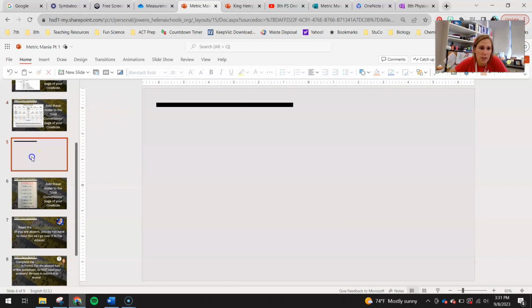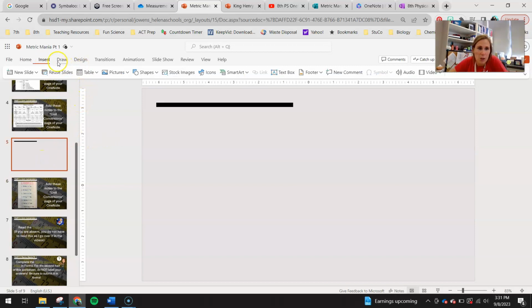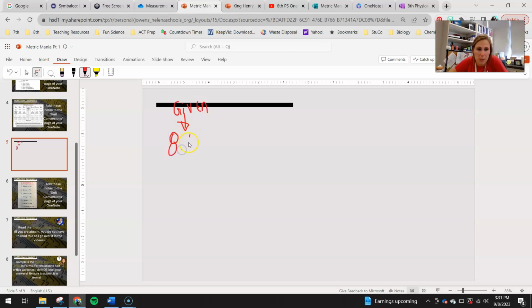The first example I'm going to give you is 8.6 kilometers is how many meters. So I'm going to go ahead and draw on here. The first number I give you is your given. In this case, I'm giving you 8.6 kilometers, and I'm asking you to convert it to meters. So I'm asking how many meters is that. This is going to be called our target. Each one of these problems will have a given, and it'll have a target that you are trying to find.